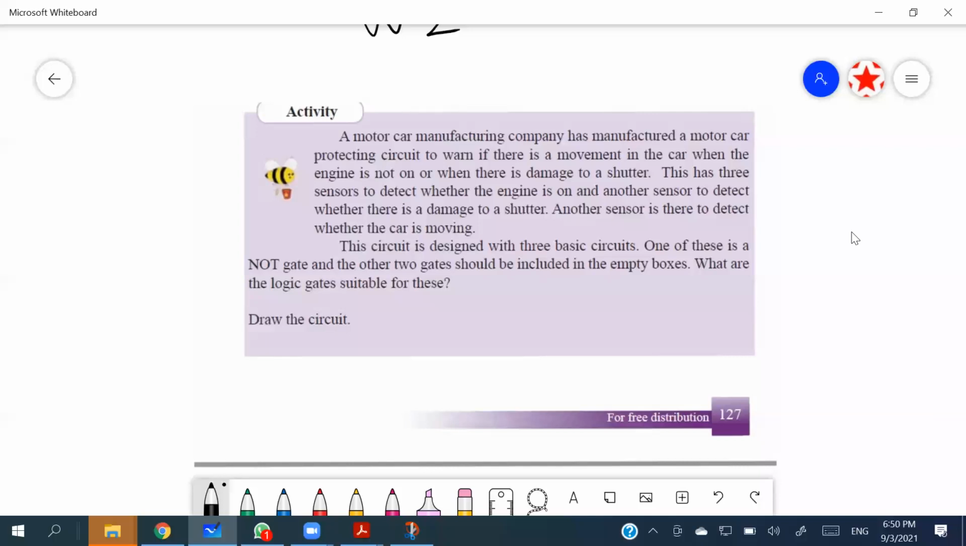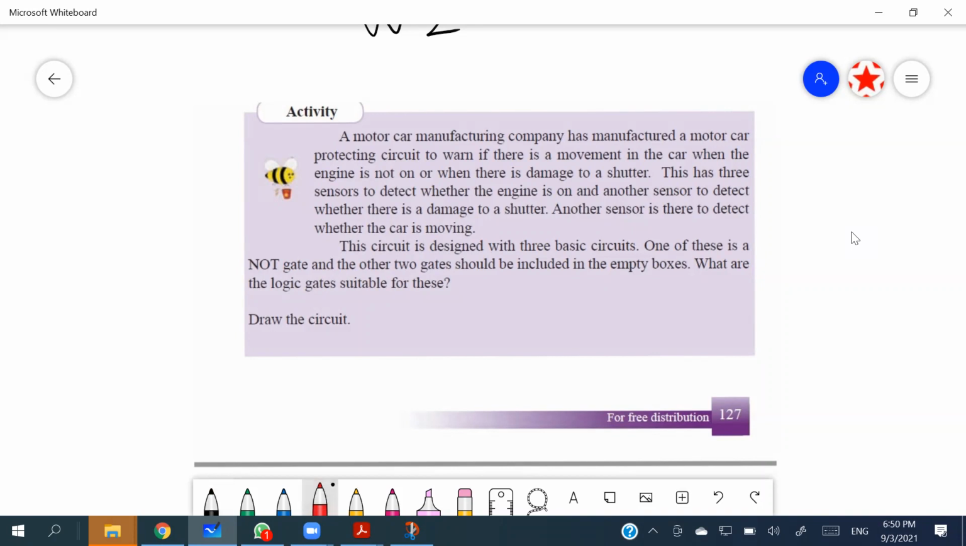The circuit is designed with 3 basic circuits. One of these is a NOT gate, and the other 2 gates likewise should be included in the empty boxes. So they are asking you to put the things in the empty box, right? So now look at the things that we have to determine.